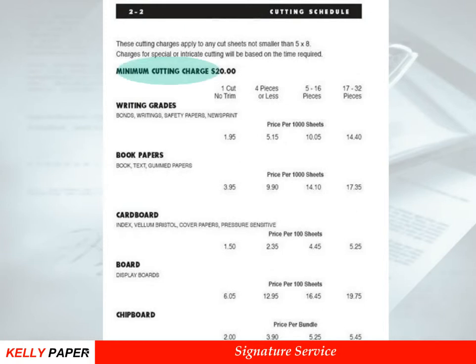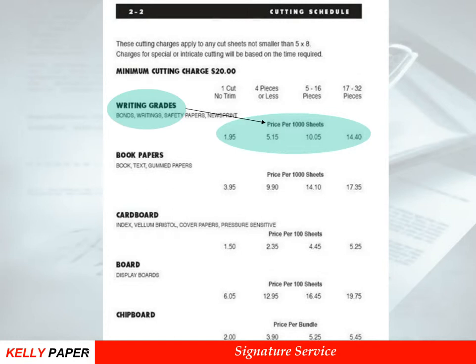Now let's take a look at our cutting schedule in Section 2, Page 2 of the Kelly Paper Price Book. Notice that we have a minimum charge for our cutting service. This minimum is so that small orders will enable us to remain profitable for our labor costs. Always use the cutting schedule before applying the minimum cutting charge. First, we see how many pieces out on the schedule. Next, we see the cutting unit for each grade.